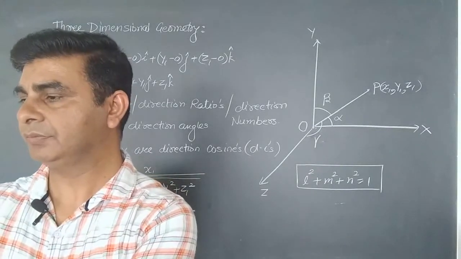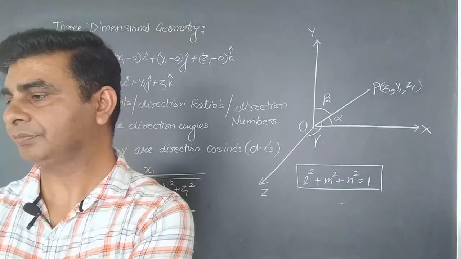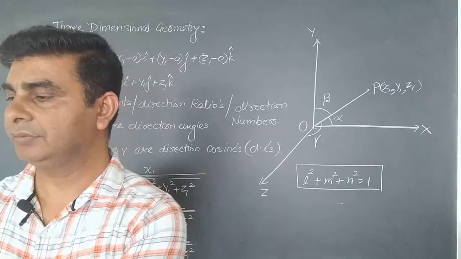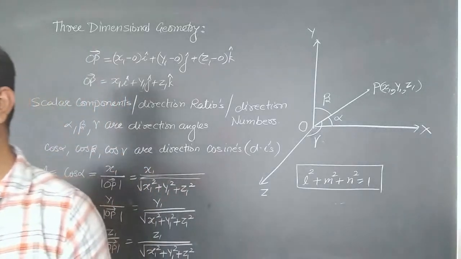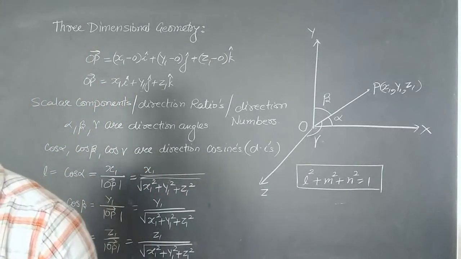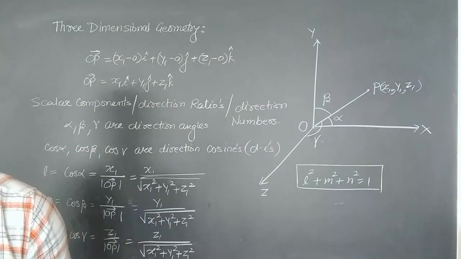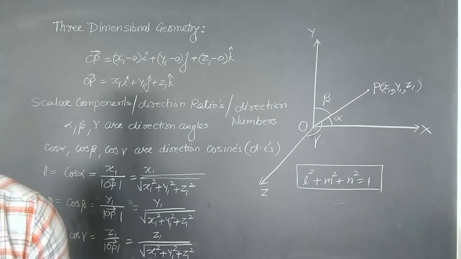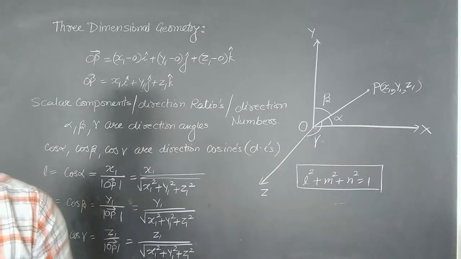Let's see the first question. If a line makes angles 90 degree, 135 degree and 45 degree with positive x-axis, y-axis, z-axis respectively, then find its direction cosines.